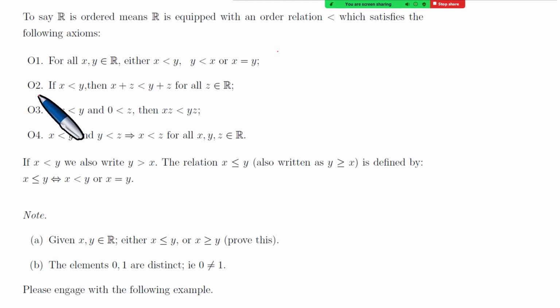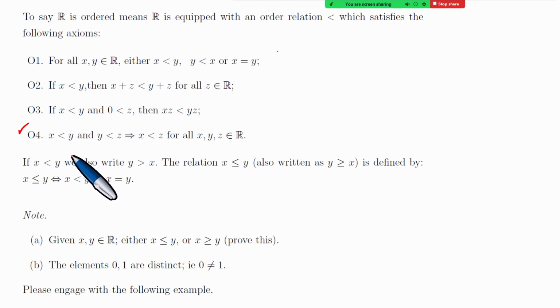Right, so now the order relation 2 would be that if ever X is less than Y, then you can add Z on both sides of the inequality. Order relation 2 says that for all Z in R, whenever X is less than Y, then you can add Z both sides. If X is less than Y and 0 is less than Z, then you can multiply through by Z. But Z is positive, it's bigger than 0, so you can multiply through by it.